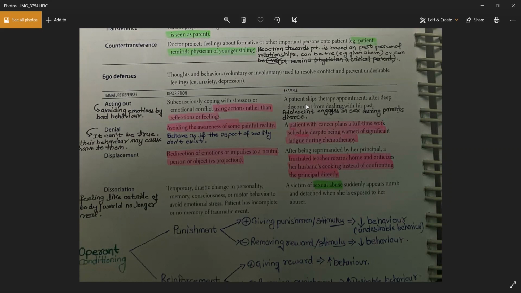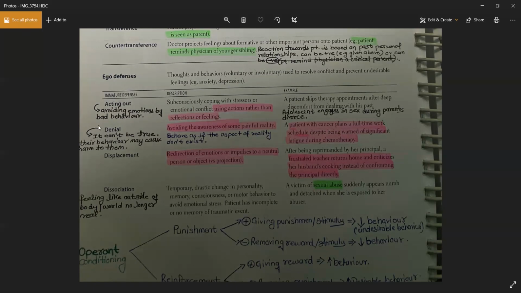For example, a patient skips the therapy appointments after a deep discomfort from dealing with his past. Rather than facing the real feelings, he's avoiding them by doing some kind of action. Either a fight, a verbal abuse, or skipping all the appointments, it could be anything. So using actions rather than feelings is acting out.